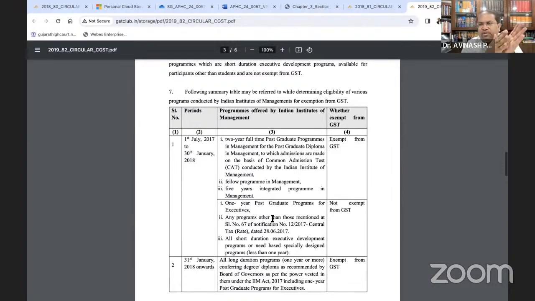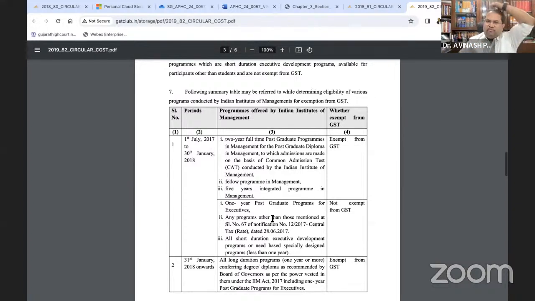First, if it is a short duration, that is less than 1 year, and if it is a certification program wherein only a participation certificate is given, then that would not constitute an educational program, and it will not be a service which is provided by an educational institution. And the other thing which they have added is that the participants will not be considered as the students of IIM, and therefore the exemption will not be available.